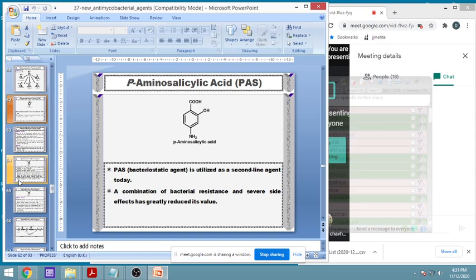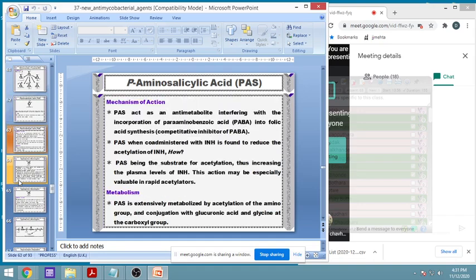The next drug is para-aminosalicylic acid, very commonly called PAS. It is a bacteriostatic agent utilized as a second line agent. Combination of bacterial resistance and severe side effects have greatly reduced its value. It is of very little use. It acts as an antimetabolite. It interferes with the incorporation of para-aminobenzoic acid into folic acid synthesis. If you remember sulfonamide, it has the same mechanism.